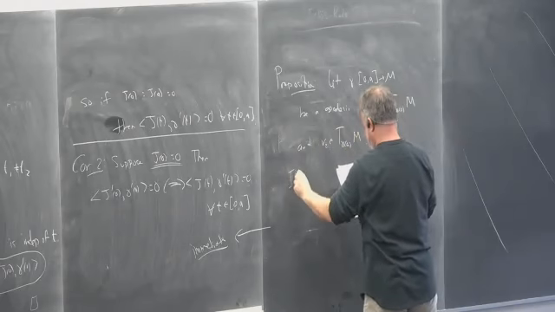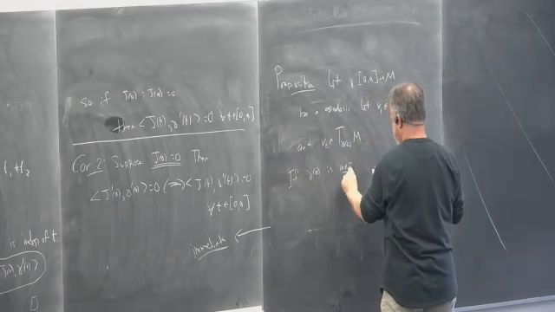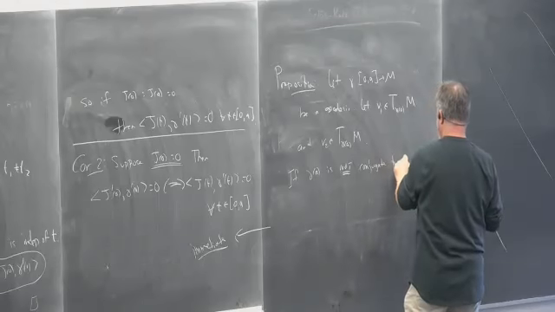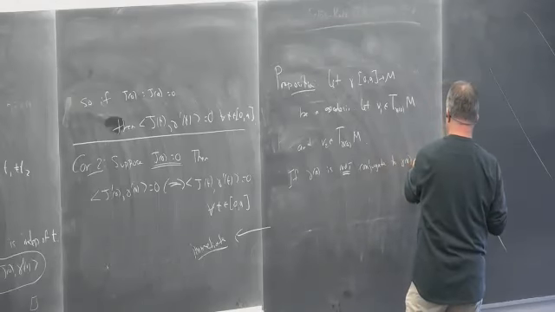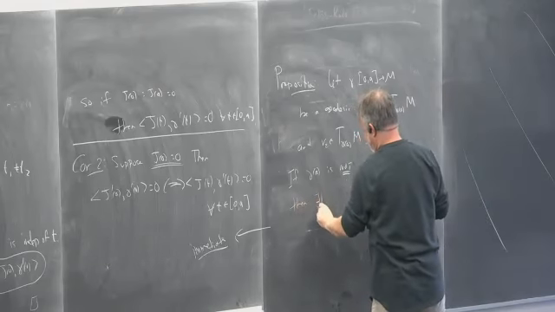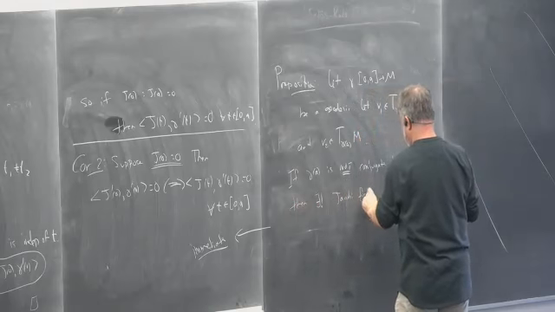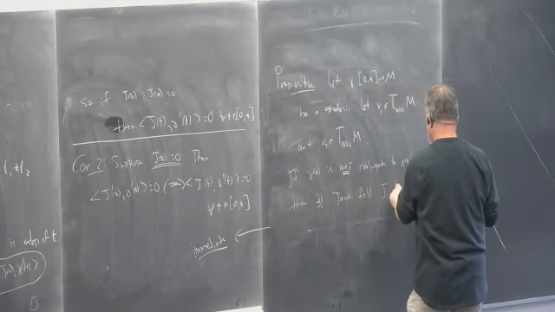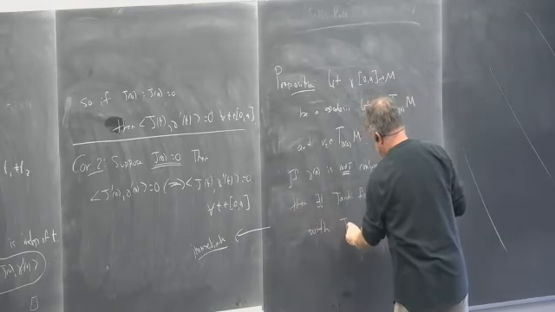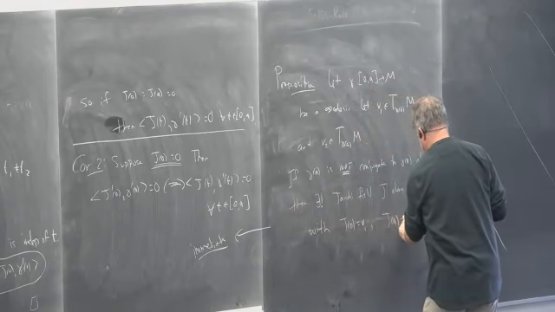Then if gamma of A is not conjugate to gamma of 0 along gamma, then there exists a unique Jacobi field J along gamma with J of 0 is V1 and J of A is V2.